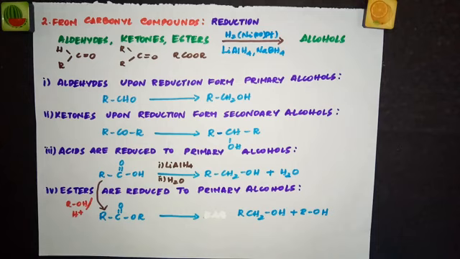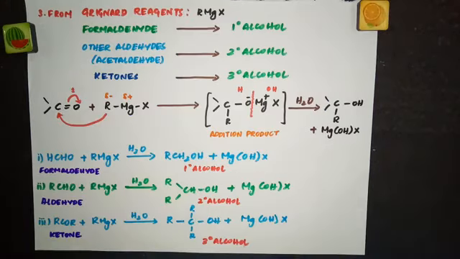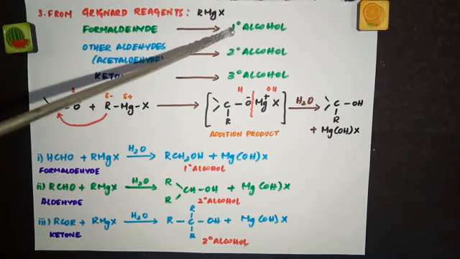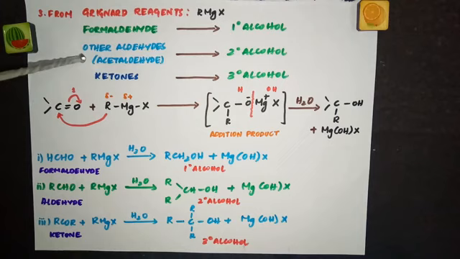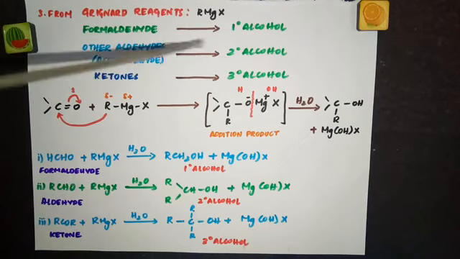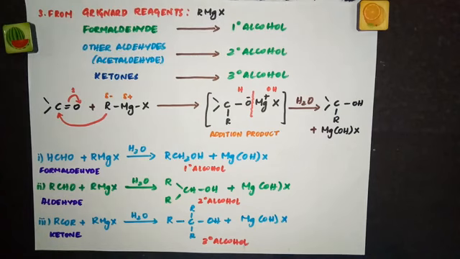The next one is preparation from Grignard reagents. And remember one thing, from preparing from Grignard reagents also we are going to use carbonyl compounds. We can prepare alcohols using Grignard reagents. You can treat this Grignard reagents with formaldehyde or any other aldehydes and ketones. If you take a formaldehyde and treat it with Grignard reagent, you will get primary alcohol. If you take any other aldehydes other than formaldehyde like acetaldehyde or benzaldehyde, you will get secondary alcohol. If you take ketones and treat it with Grignard reagent, you will get tertiary alcohol.